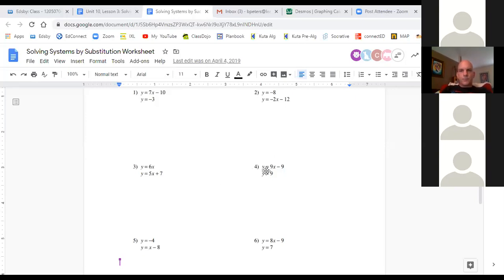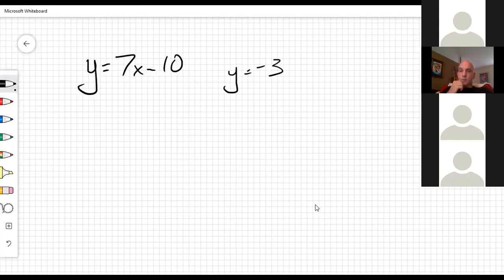All right, so let's just take a quick look at number 1 here. So it's y equals 7x minus 10, and I'll just write that on our whiteboard here. And we got y equals -3. So let me switch back to our whiteboard. All right, so this is number 1 on that sheet. We'll do this one together just so you can get a sense of what I'm talking about, how these types of problems will be actually a little easier than what we just did, because we've already got one part of our solution.